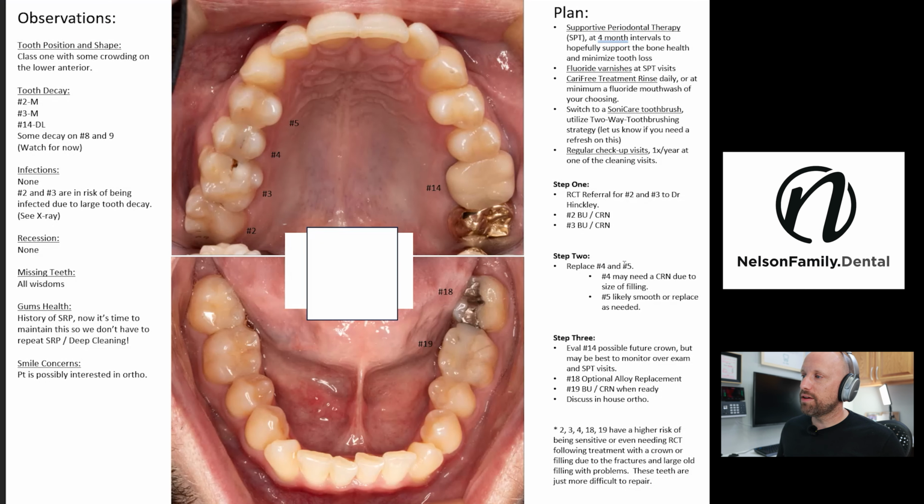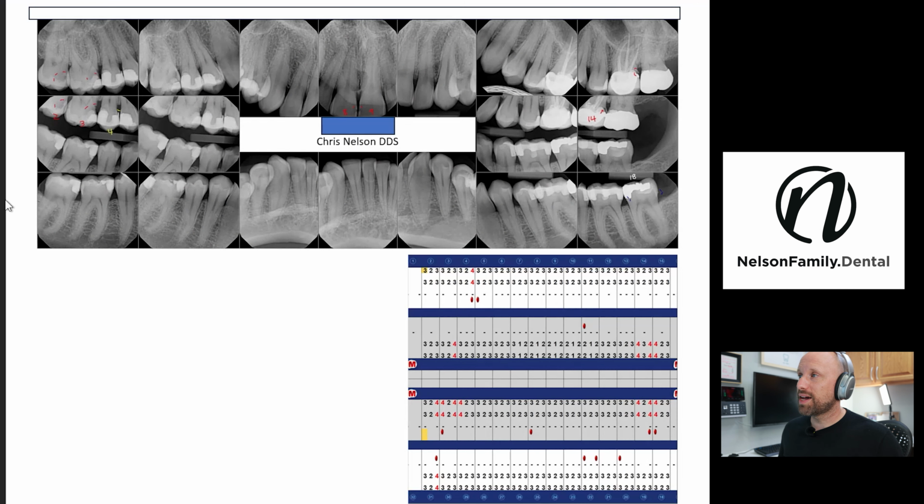And then step 3, evaluate tooth number 14. Look, that tooth has had everything done to it. It's had one of everything. So it's had a root canal, it's had a buildup, it has a crown, and it possibly has distal decay. So can we even fix it?